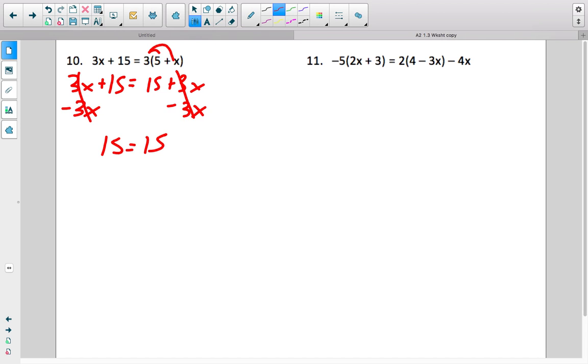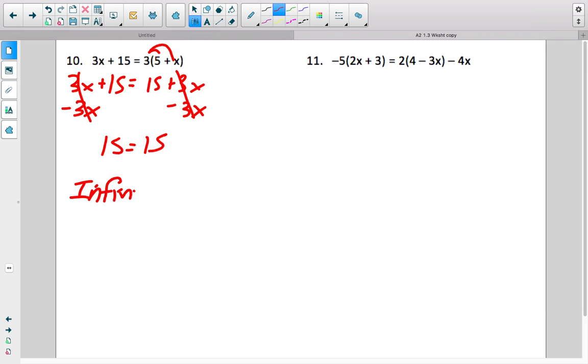So my goal was to solve for x and figure out what value of x makes the equation true. Remember, that's how we've been checking the answers, to make sure that the equation is true with our solution. When you get a true statement like this, 15 equals 15, or 10 equals 10, or x equals x, when the left side equals the right side, it means that there are infinite solutions.